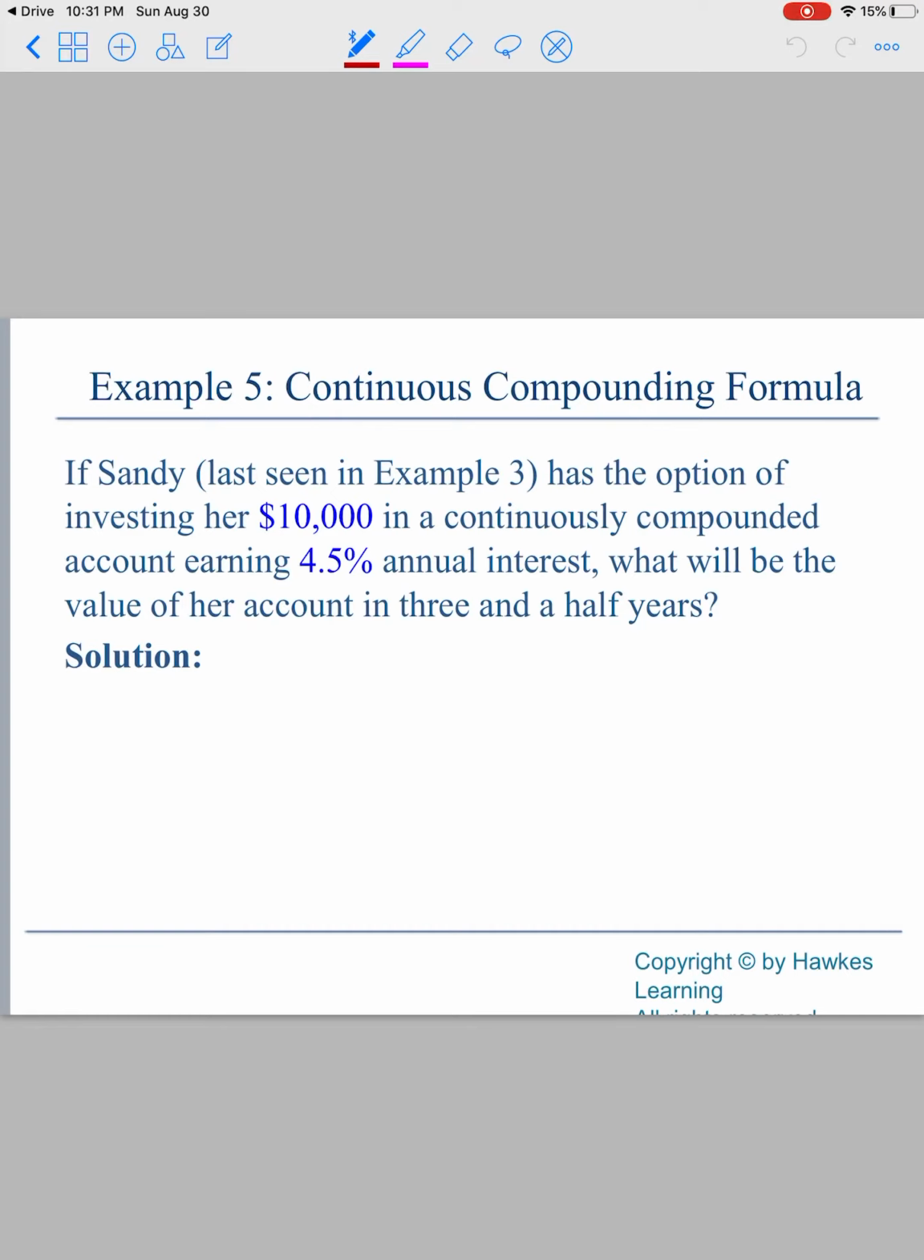So if Sandy, last seen in example 3, has the option of investing $10,000 in her continuously compounded account, earning 4.5% annual interest, what will be the value of her account in 3.5 years? So we've got our principal, $10,000. We've got our rate of 4.5%. And we've got our time of 3.5 years. Okay, we want to know how much money will she have in her account.